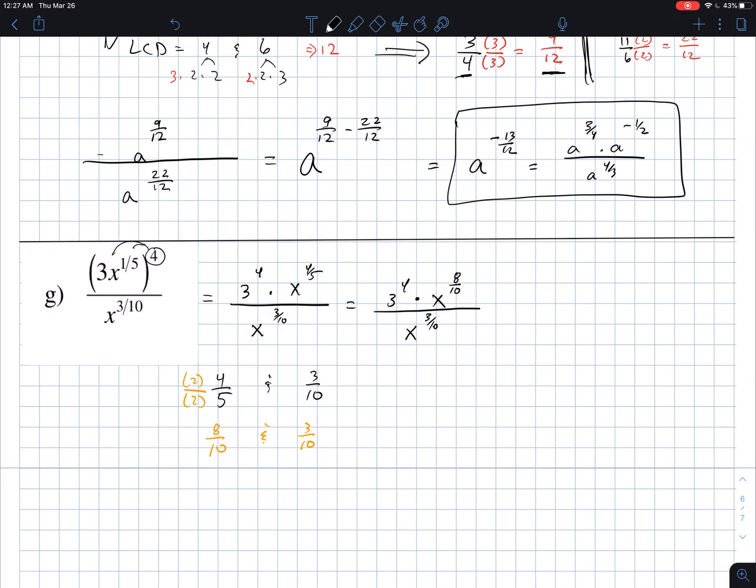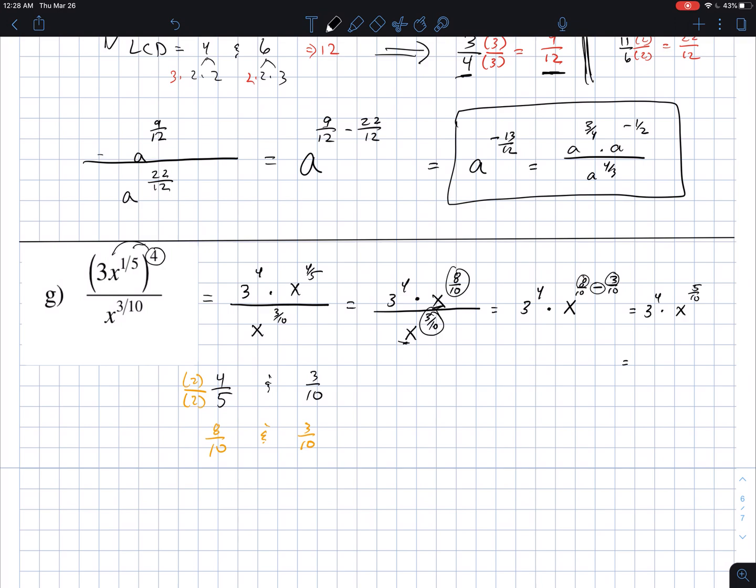So I'm not going to worry about the 3 to the 4th right this second. However, I am going to take note of the same bases, x, and the same denominators on their exponents. So I'm going to say 3 to the 4th times x to the 8/10 minus what? 3/10. Remember, it's always top minus bottom, right? So that's going to give us 3 to the 4th times what? X, well, they're the same denominator, so 8 minus 3 is 5.